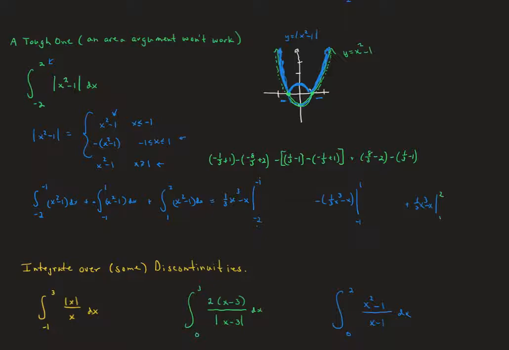Okay, now we got a bunch of arithmetic to do. Let's see if we can look at all of the thirds stuff. So we have a -1/3.